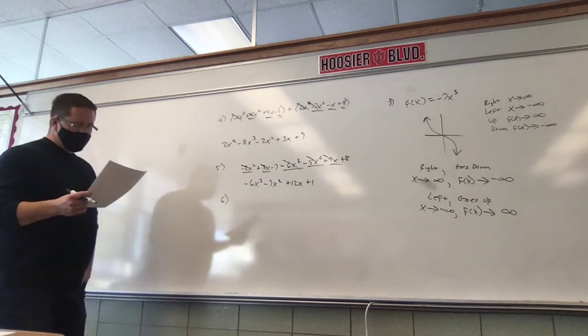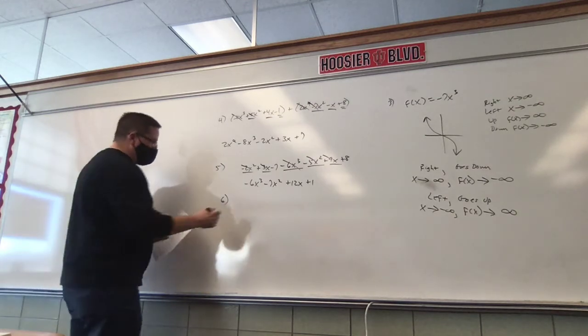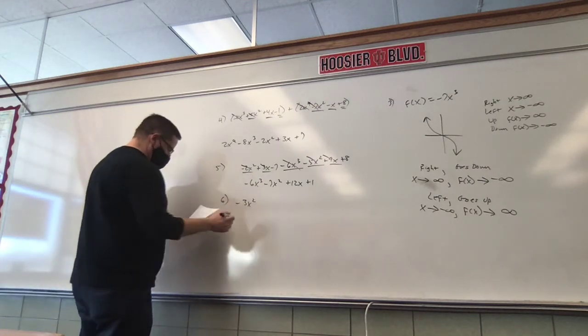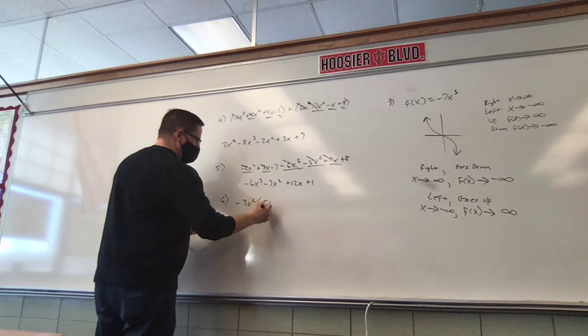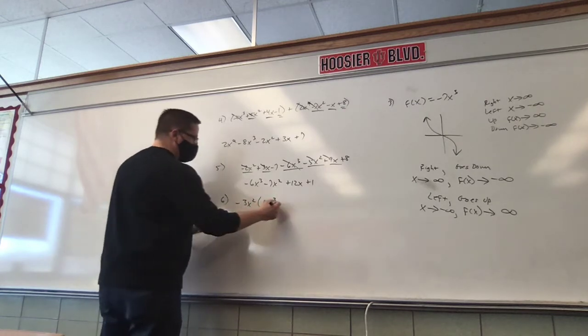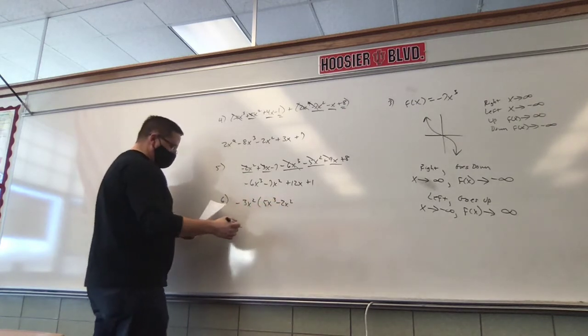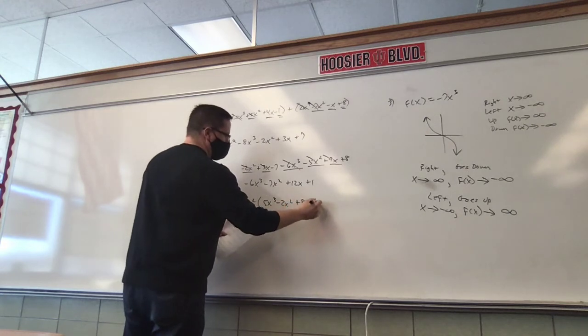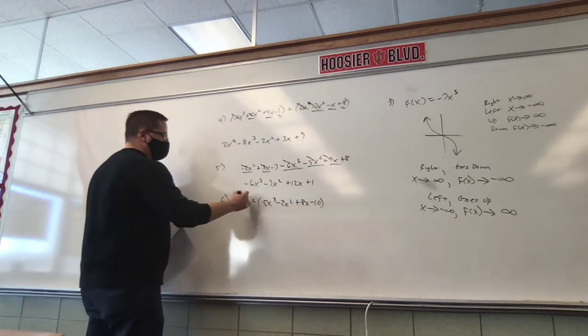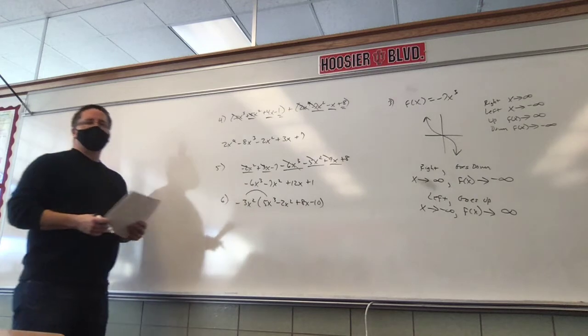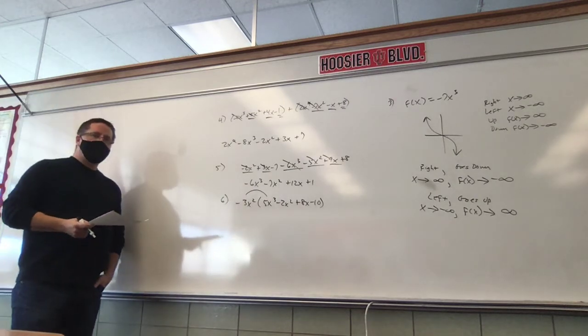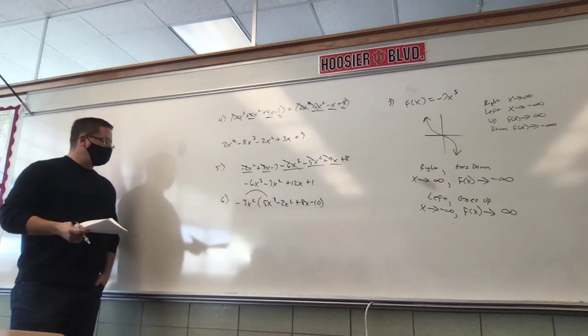Number 6. This one should be an easier one. We have 3x squared times the quantity 5x^3 minus 2x squared plus 8x minus 10. So we're going to distribute negative 3x squared. And you need to remember that when you multiply your bases, we do what with our exponents?